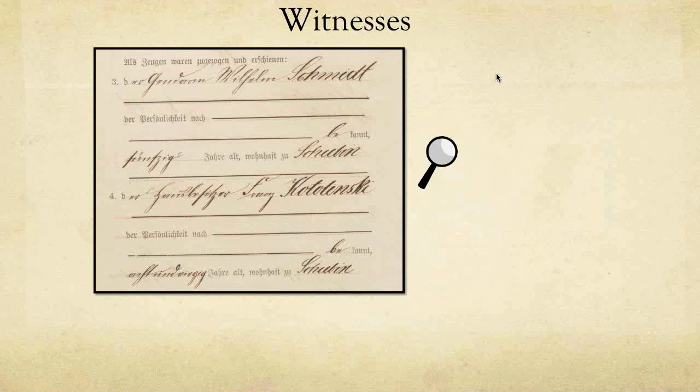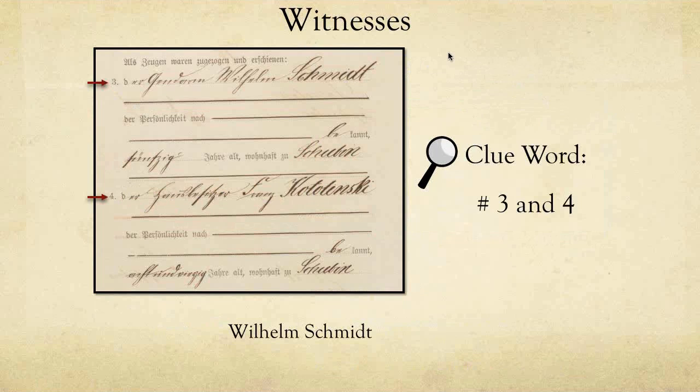So our clue words for the witnesses are luckily just as easy. Number 3 and number 4. So number 1 will be your groom. Number 2 will be your bride. Number 3 will be your witness. And number 4 will be your witness. So our witnesses here are Wilhelm Schmidt and Franz Kotelinski. So 1 groom, 2 bride, 3 and 4 are witnesses.